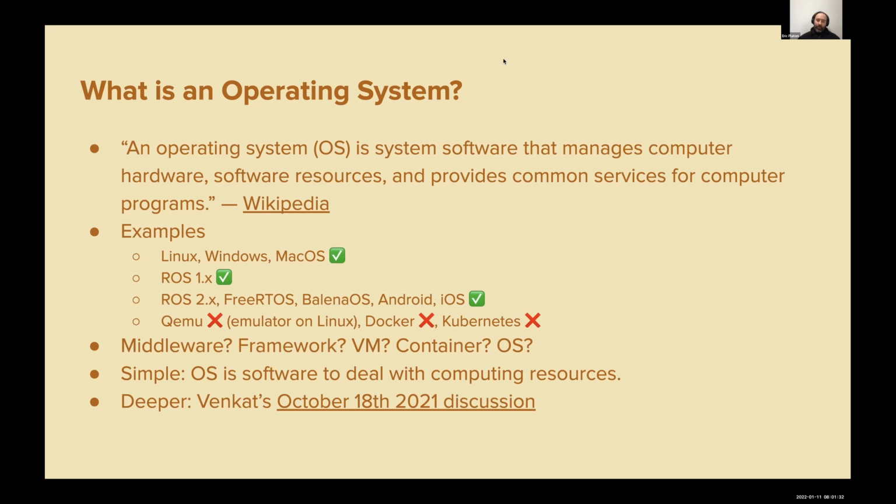So a possible simple definition of an operating system is that it's software. And the goal of this software is to deal with the computing resources. So in terms of technology, it's the CPU, but it's also any devices you have, including sensors and actuators. But this simple definition may be simplistic in the sense that here, you replace OS by middleware. It just works. And an operating system is also a framework. And with that, a VM and a container would also be an OS. So it's a bit difficult.